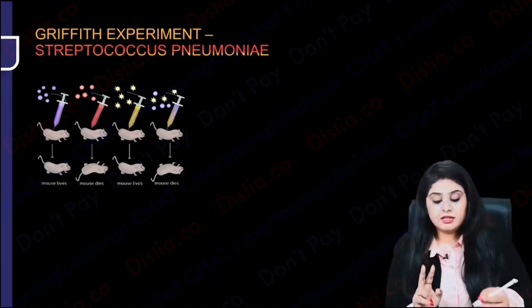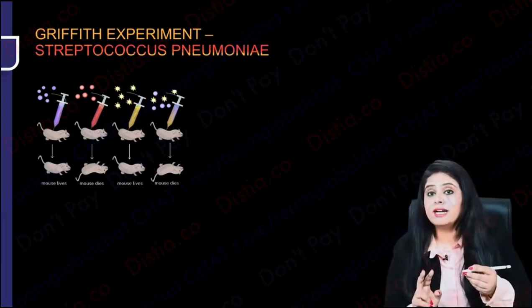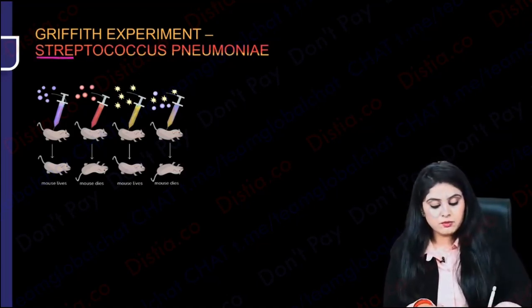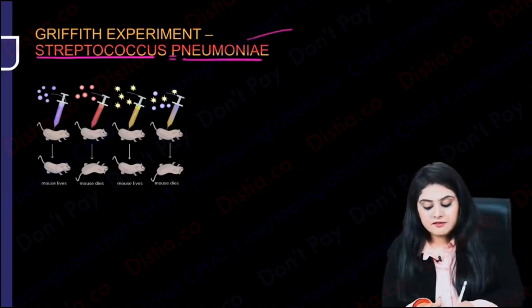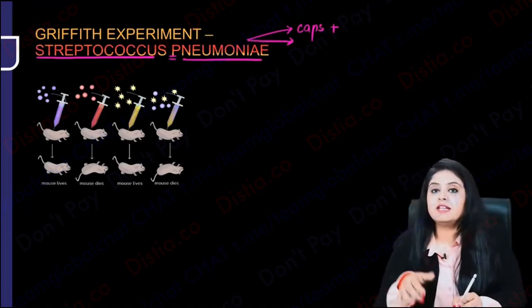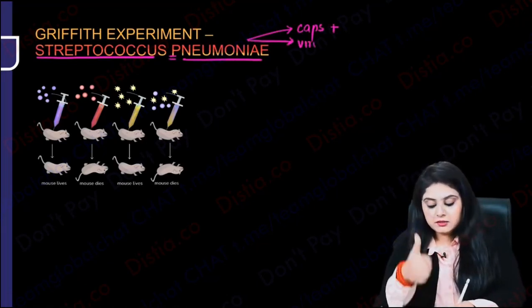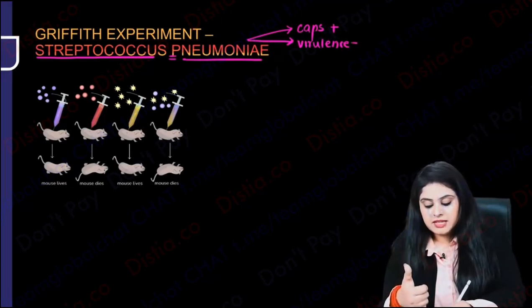If you go back to your general microbial anatomy, by now you know the organism Streptococcus pneumoniae is definitely going to be a capsulated organism. And my concept tells me that whenever a capsule is there, this means there is going to be virulence. And that is what is going to be known as a smooth strain.